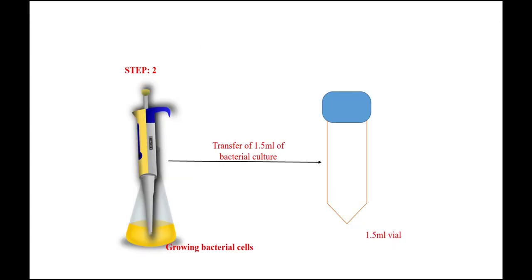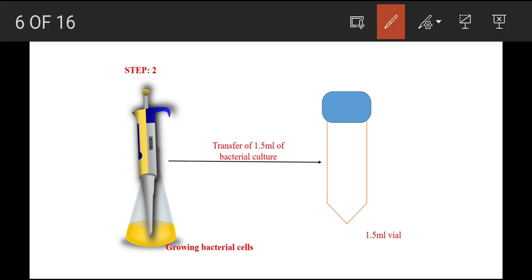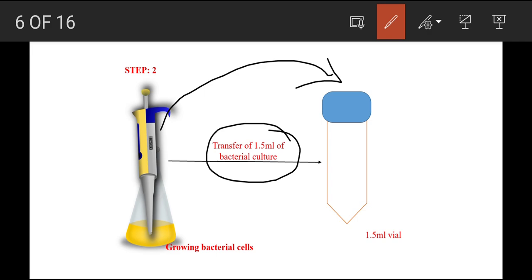After the growth, which means after 24 hours of incubation, a small volume of the broth containing the cells is transferred into a fresh tube with the help of a microliter pipette, right? Exactly 1.5 ml of bacterial culture is transferred into a vial. The volume of the vial is 1.5 ml. This is otherwise called an Eppendorf tube.